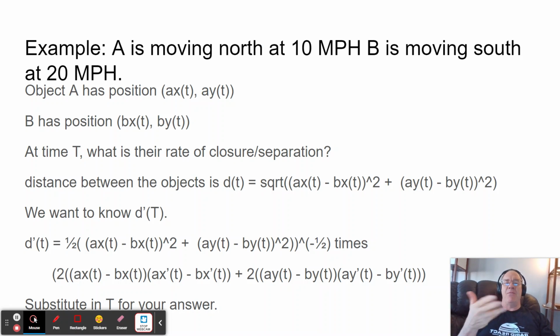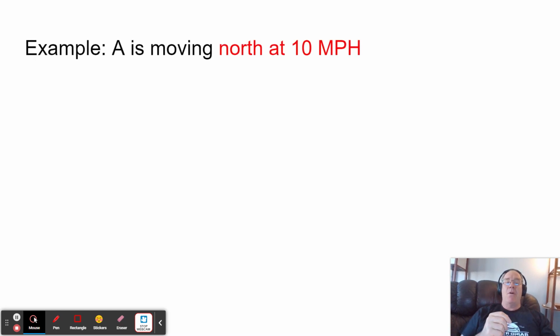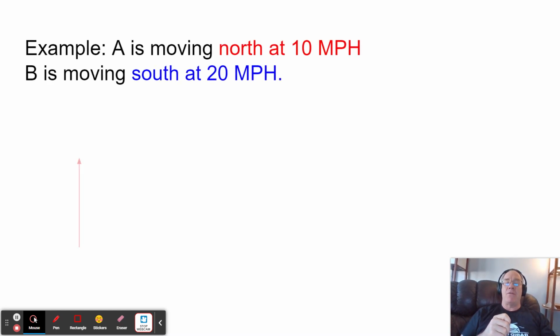So here's an example. A is moving north at 10 miles an hour. B is moving south at 20 miles an hour. What's their rate of separation or closure? And you look at this recipe and say, wait, it doesn't fit. And you're right, it doesn't fit. A is moving north at 10 miles an hour. B is moving south at 20 miles an hour.